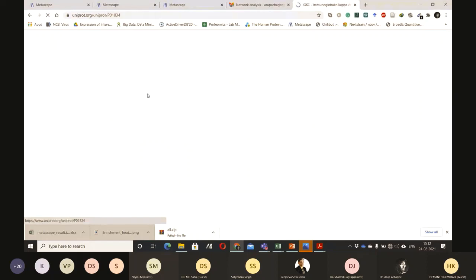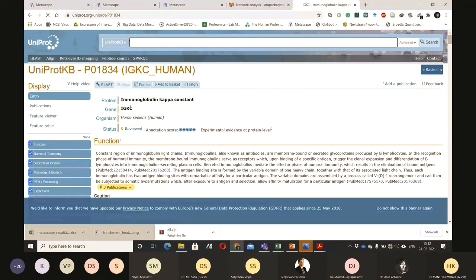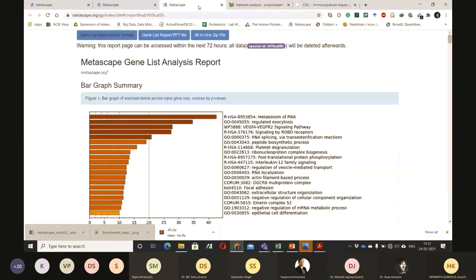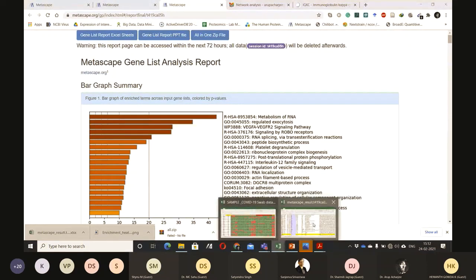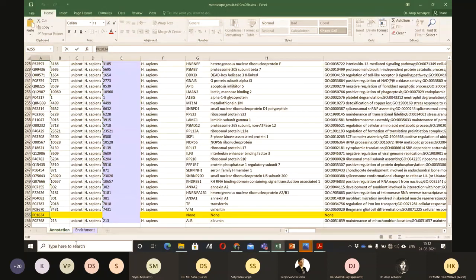So it's not that the protein does not exist. The protein is this, the immunoglobulin kappa constant gene. It's only that in the Metascape analysis, this particular protein ID was not mapped onto any pathway.